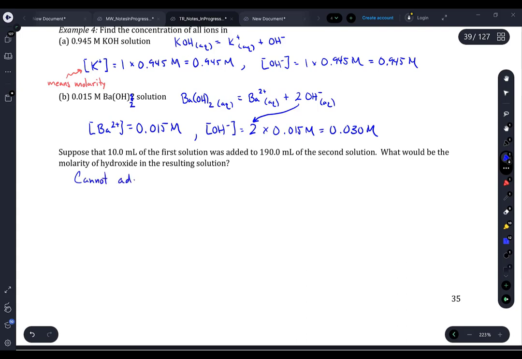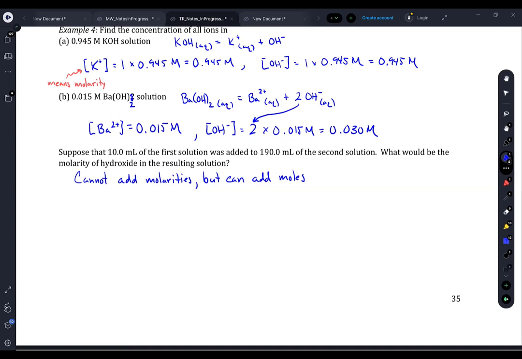But what can you add? But you can add the moles of hydroxide in this case. So how am I going to do this? I want you to think about this. I'm taking 10 milliliters of A plus 190 milliliters of B, and I want to find the molarity of the new third solution, C, let's call it. Just the hydroxide. I don't care about the barium or the potassium. How could I do that? If you can't add molarities, but you can add moles, what are you going to do? Find what?